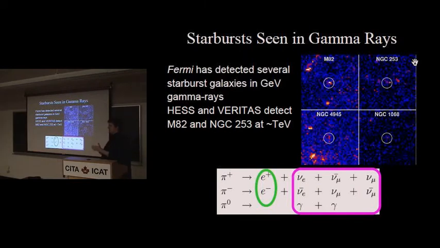Now, until recently, we've only detected the Milky Way and the LMC, but just a year and a half ago, we detected 2 and now 4 starbursts: M82, NGC 253, and these 2, which are also Seyfert galaxies, NGC 4945 and 1068. So with these gamma ray detections, you can now finally talk about what the protons are doing in these galaxies. M82 and NGC 253 are Fermi measurements here in GeV gamma rays, but these 2 have also been detected in TeV gamma rays as well.